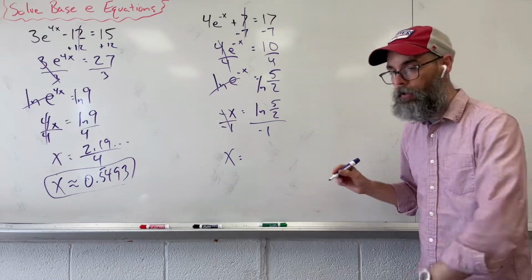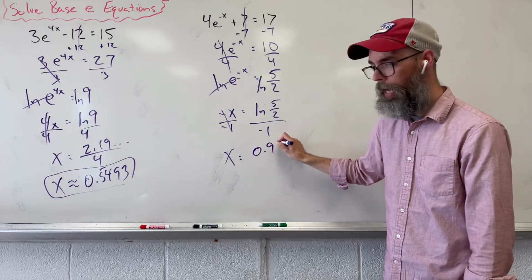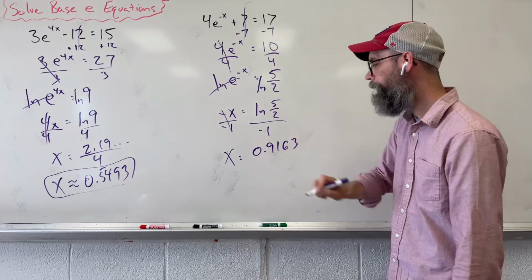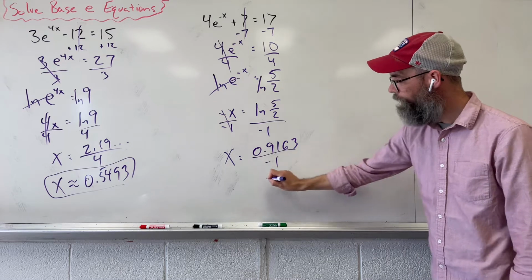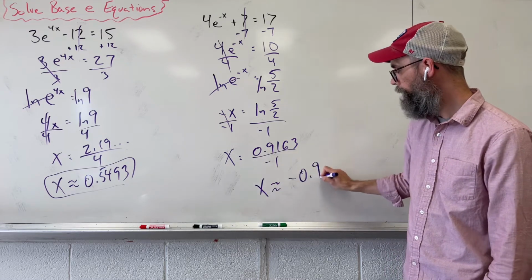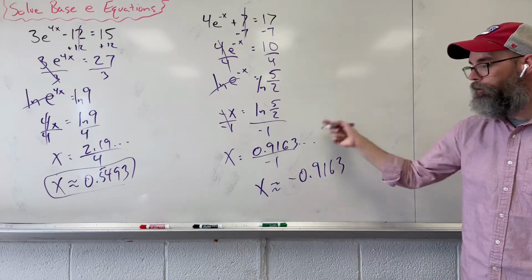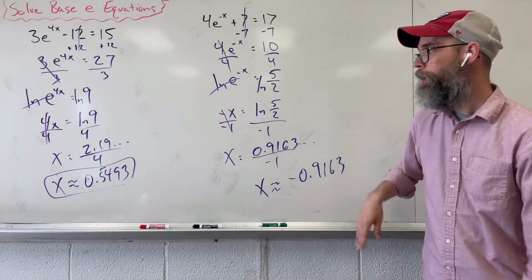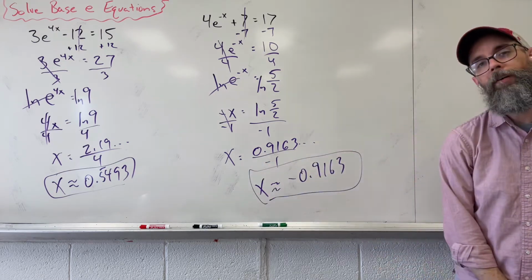Punch that into your calculator, you end up with something along the lines of 0.9163, something along those lines, divided by negative 1, and then we say x is about negative 0.9163. Why about? Again, that decimal goes on forever. We cut some of it off. And that is solving equations with base e.